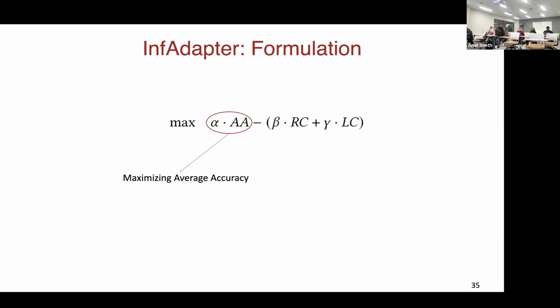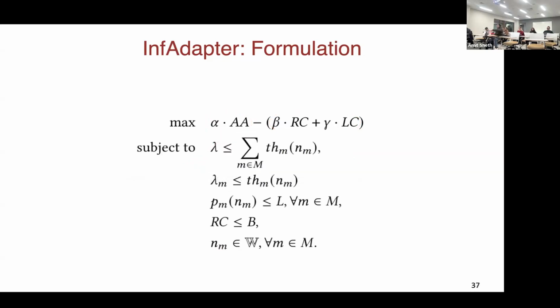Let's review this quickly. We formulated this as a maximization. This is again multi-objective optimization, and we transform it to a single objective very easily. It maximizes average accuracy with some penalty for resources and loading costs, meaning that when you load variants, it has a cost because it takes time to load them, right? And with some constraints over latency and resource usage, etc.